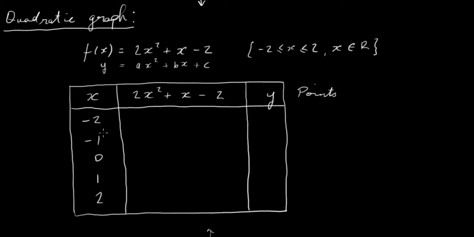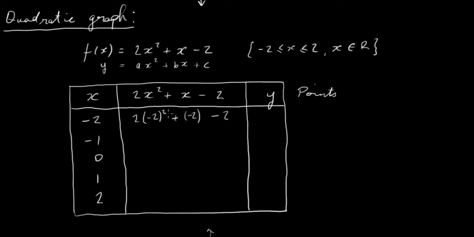Our first x value is -2. So let's put that into our function. We've got 2 here, and then we've got to put a -2 in. We're going to square it. Then we're going to put our -2 in here, and we've got a -2 at the end. So this is 2x squared plus x minus 2.